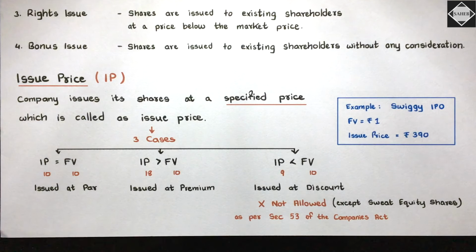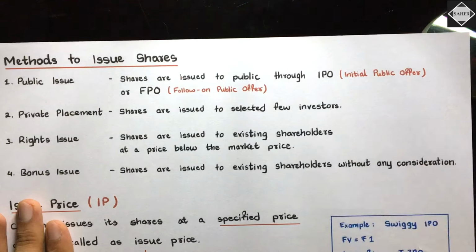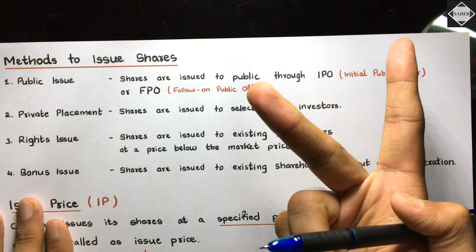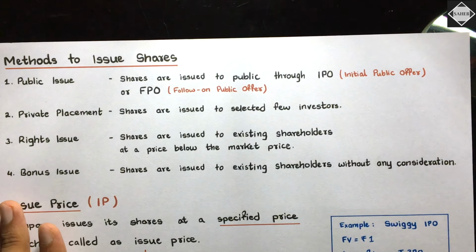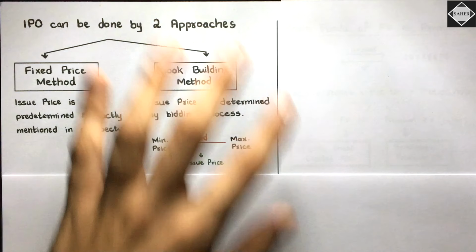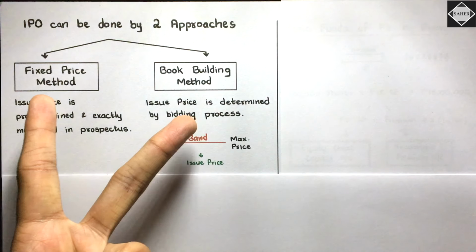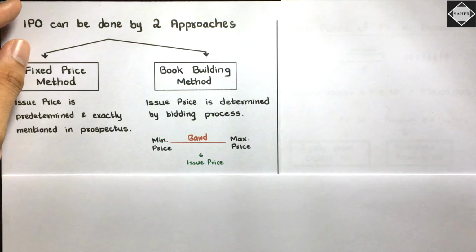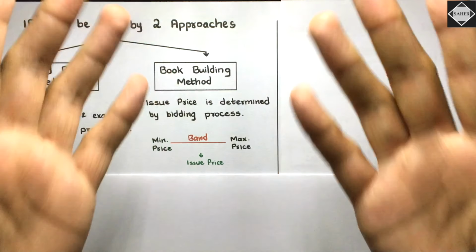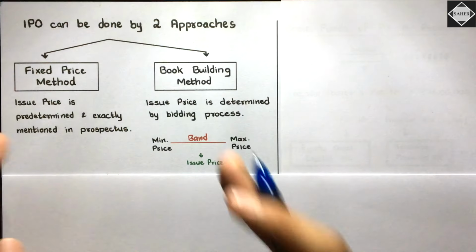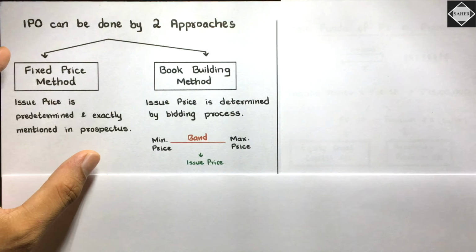Now let's move on and understand how an IPO can be done in two different ways, which is very important, theoretically also. As a company, we have two different approaches to do the IPO, the initial public offer. We want to issue our shares to the public, so to do that we have two approaches. First is the fixed price method.